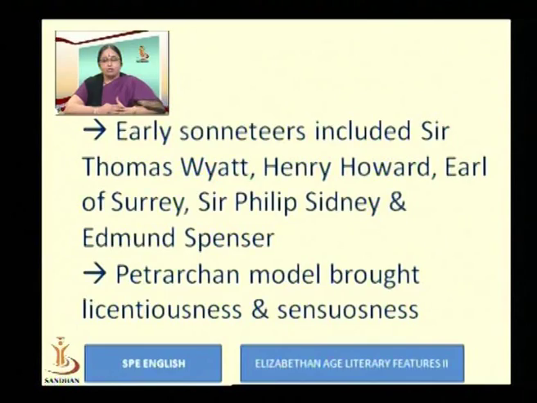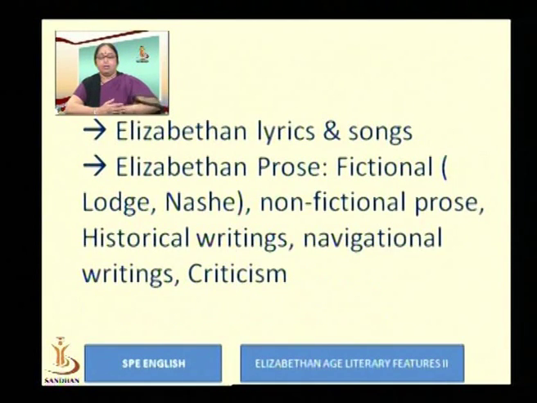Now these kinds of sonnets had some kind of a negative impact also to some extent, because there was a lot of freedom exercised by these writers when they incorporated these qualities of sensuousness and licentiousness into the sonnets.